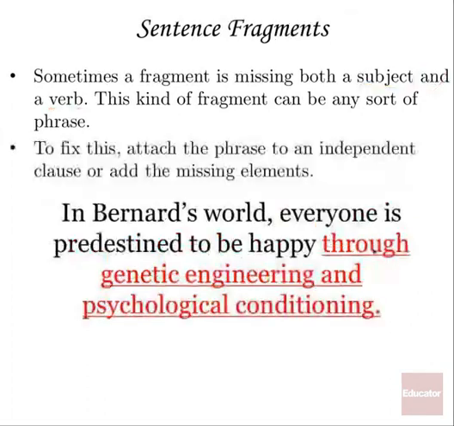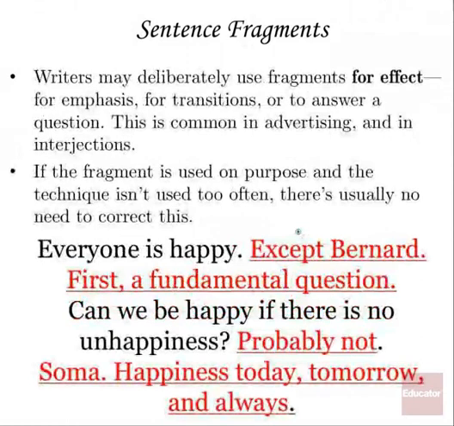So, what do we do? To fix this, attach the phrase to an independent clause or add the missing elements. So we could say, in Bernard's world, everyone is predestined to be happy, no period, no end of sentence, no punctuation, no nothing, through genetic engineering and psychological conditioning. One long sentence. Now it makes sense.